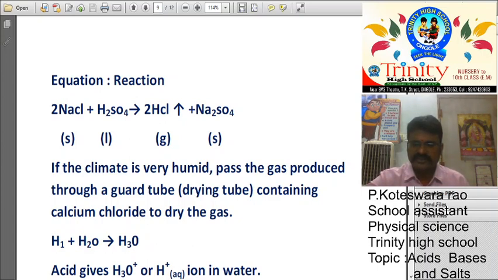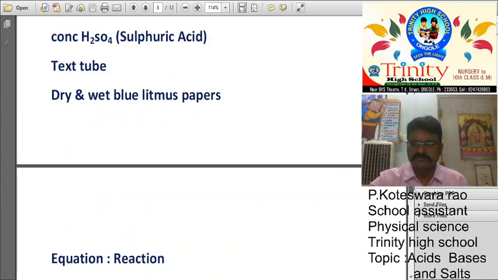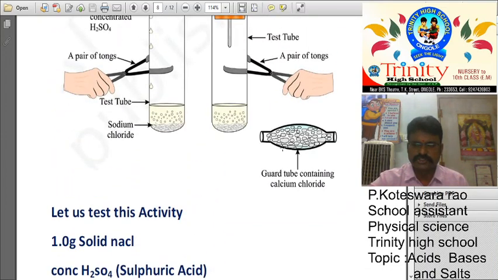So what about the diagram? Actually this diagram is not given in our textbook. The diagram is this: a guard tube containing calcium chloride. If you want to conduct this experiment when the atmosphere is humid, then we will get the result. Otherwise it is not possible. That's why we must take care about this important point. So a guard tube is used when the atmosphere is humid. This guard tube is also called a drying tube. This drying tube contains calcium chloride. What is the formula of calcium chloride? CaCl2. Okay, did you understand this experiment?